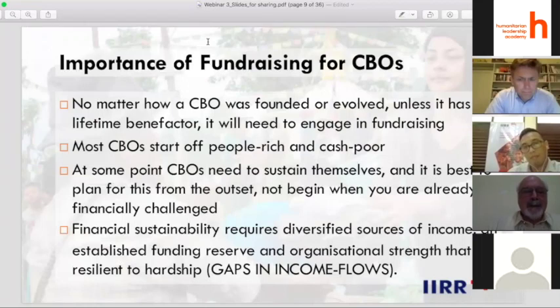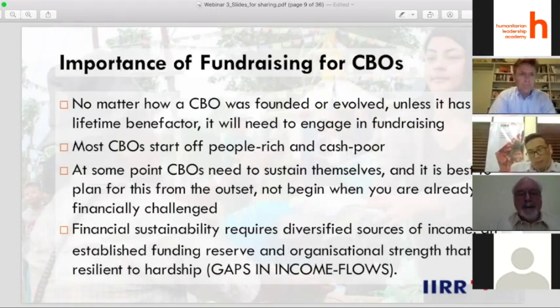CBOs, when they start in life, are often people rich and cash poor. By that, I mean that a lot of energy and commitment by dedicated people go into starting CBOs. And quite often the concern is the core business that you have, your disaster preparedness or DRR or development initiatives more broadly. Quite often we are not experts in raising funds and income for our organizations. So for many CBOs, I think this is an area of threat and potential weakness to our long-term survival.